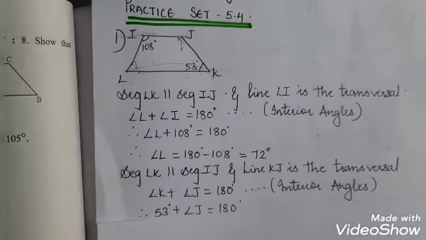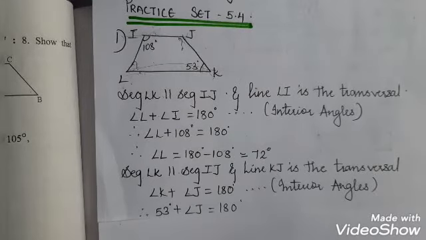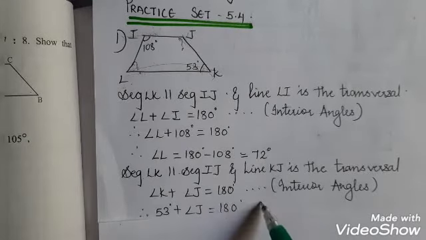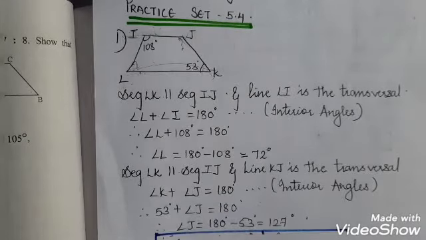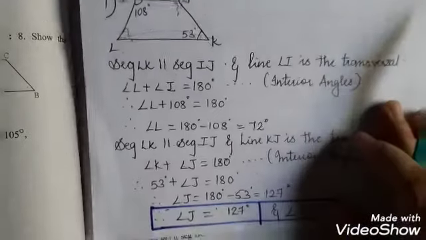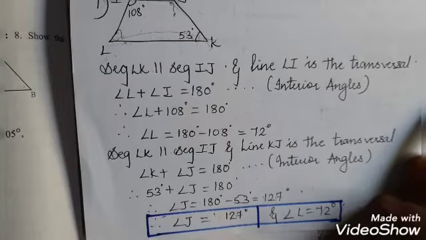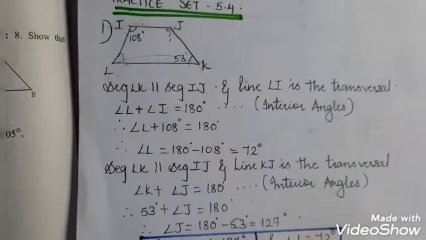So that means angle J we don't know, but angle K is 53. So 53 degrees plus angle J is equal to 180. Therefore angle J is equal to 180 minus 53, which is equal to 127 degrees. So you get the measure of angle J as 127 degrees and measure of angle L is equal to 72 degrees.